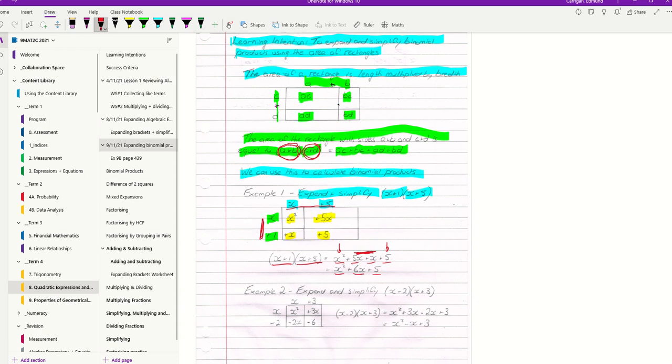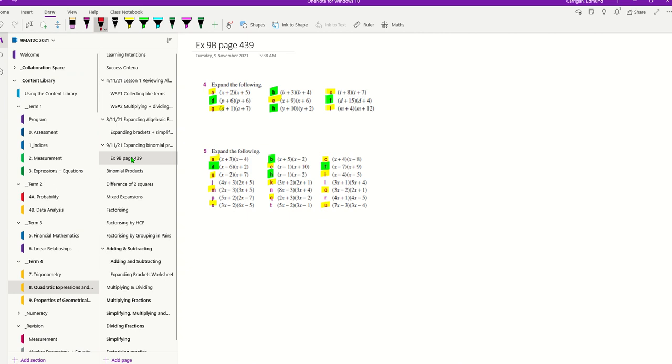Now this is your first chunk. I'm recording. What you should do now is go in and do this first lot, which are all positive.